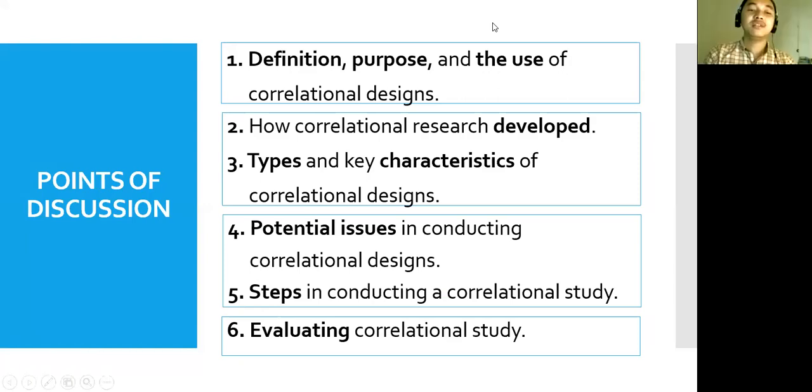In this presentation, we have 6 points of discussion. The first, definition, purpose, and the use of correlational designs. Second, how correlational research developed. Third, types and key characteristics of correlational designs. Fourth, potential issues in conducting correlational designs. Fifth, steps in conducting a correlational study. And sixth, evaluating correlational study. But after we present about the evaluating, we would like to show some articles related to correlational study.